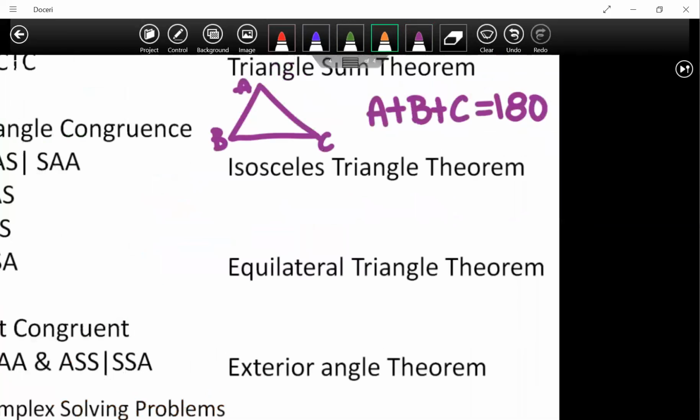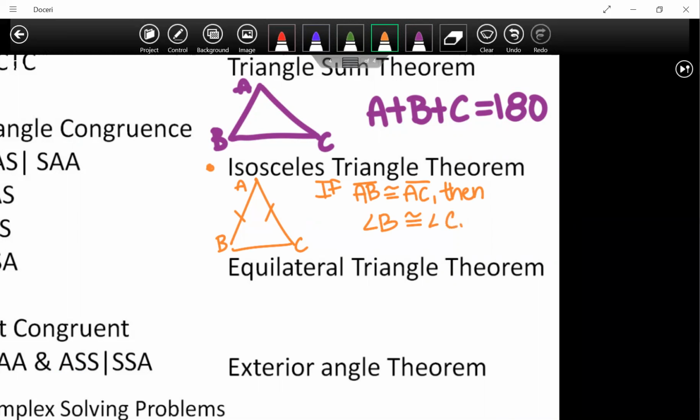The next part for the isosceles triangle theorem is if you're given an isosceles triangle, this is A, B, C. If sides AB is congruent to side AC, then angle B is congruent to angle C. Want to be able to know how to apply that for those.